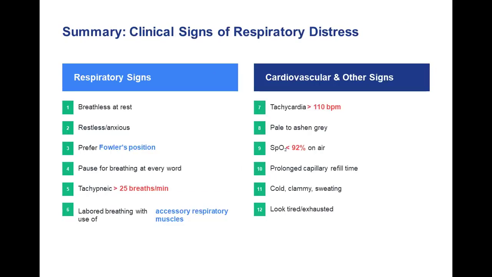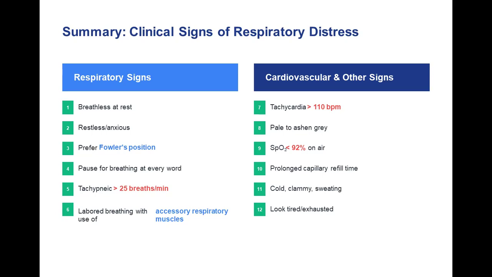These slides provide a powerful summary of the clinical signs of respiratory distress. This is your rapid checklist when you enter a patient's room. On the respiratory side, look for being breathless at rest and appearing restless or anxious. The positional cue of preferring Fowler's position. The functional cue of pausing for breath at every word. A high rate, tachypnea greater than 25 breaths per minute. The mechanical cue of labored breathing with use of accessory muscles.